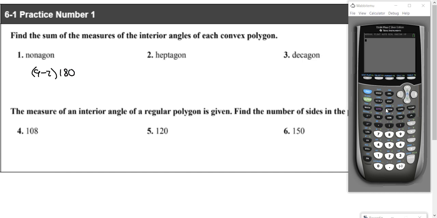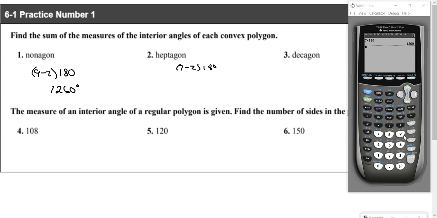9 minus 2 is 7. So we're going to do 7 times 180. That is 1,260. Heptagon, I believe, is a 7-sided, so 7 minus 2 times 180. I hope I'm right about that.